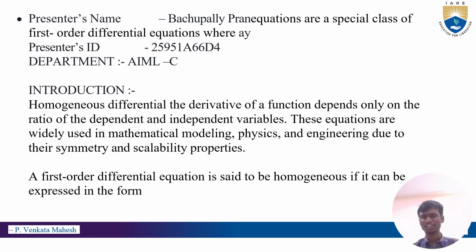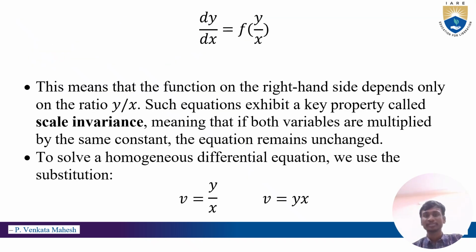A first order differential equation is said to be homogeneous if it can be expressed in the form dy by dx is equal to f of y by x. If any differential equation is in the form dy by dx is equal to f of y by x, then it is said to be a first order homogeneous differential equation. This means that the function on the right hand side depends upon the ratio of y by x.